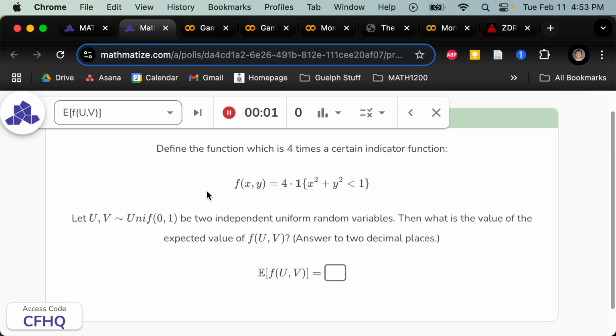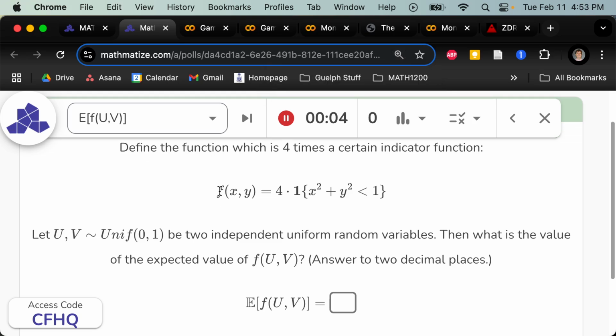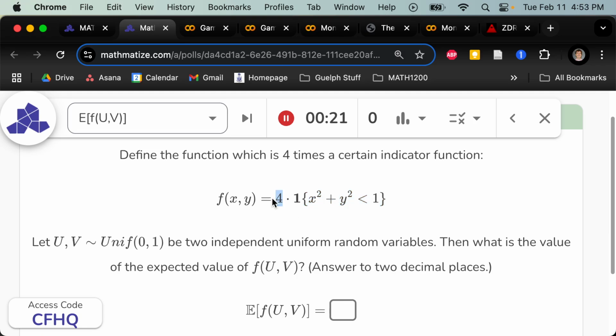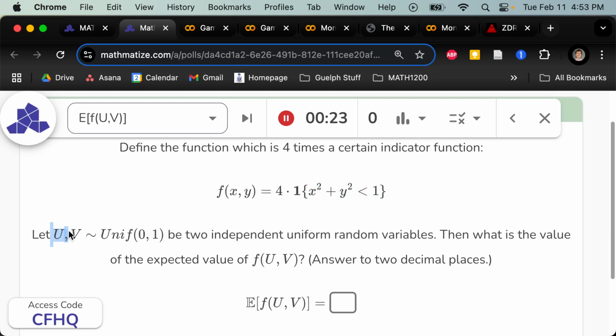So here is the function f. It's a very nice function. It has two inputs, x and y, and here is the function. It does 4 times the indicator function that x squared plus y squared is less than 1. Remember these indicator functions, they are either 1 or 0 depending on the condition in the bracket. So sometimes this is a 1, sometimes it's a 0, then we multiply it by 4. And U and V are going to be uniform random variables, so they're between 0 and 1. Those are continuous random variables whose probability density function is always 1. These are the most basic continuous random variables that we do in our first year probability course. And they're independent, so there are two independent ones.